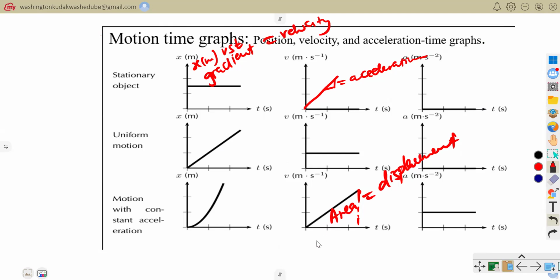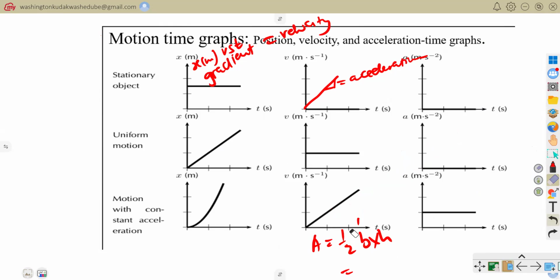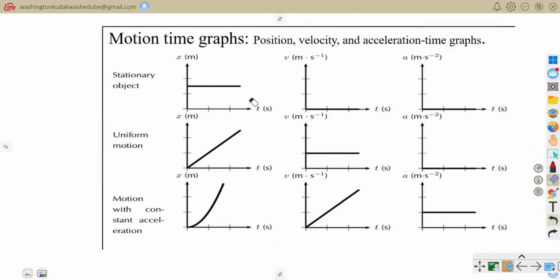So the area under here would be given by half base times height. If you calculate that half base times height, you are going to get what? Displacement. So those are the key features of these graphs that you need to remember and to know. They usually like to ask you to calculate displacement under a velocity time graph. Just know that you need to calculate the total area under that graph if they say total displacement.